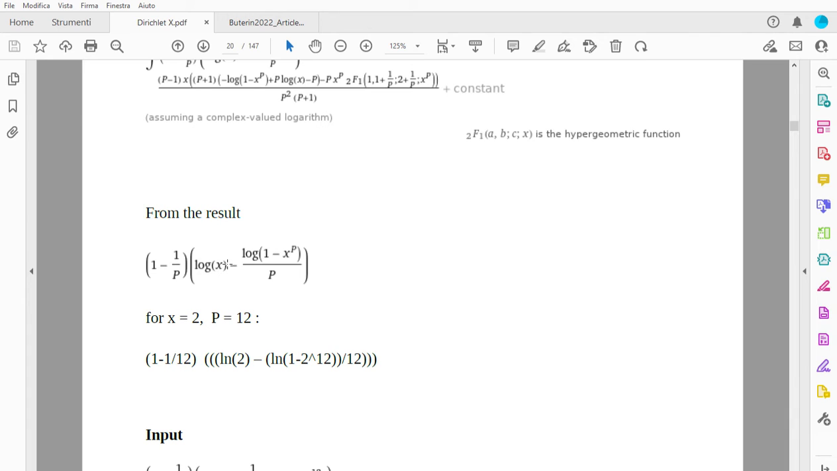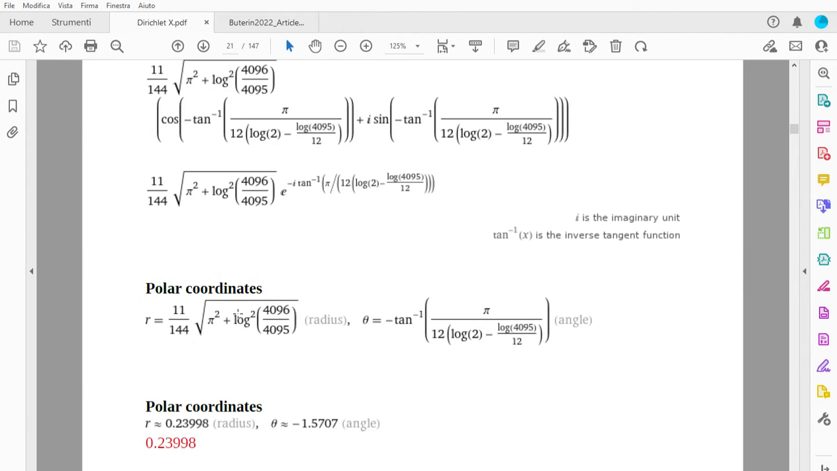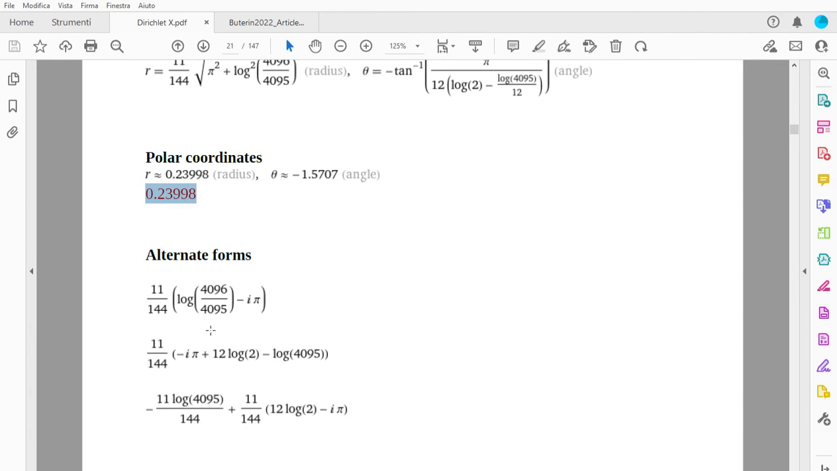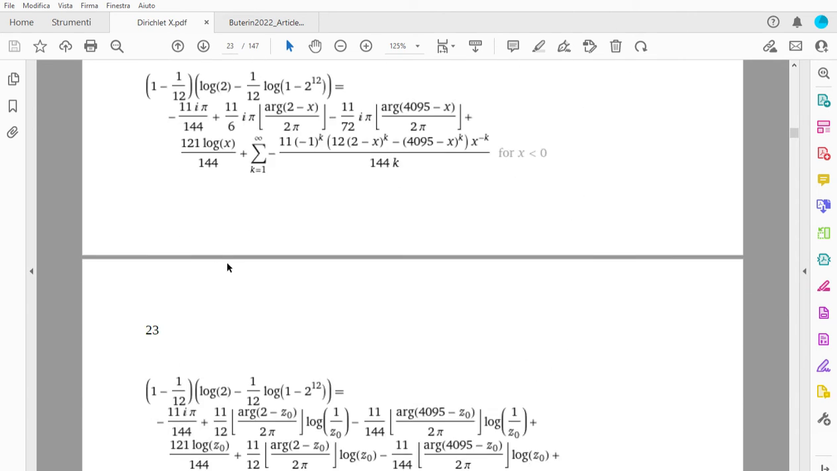result that we obtain above, for x equal to and p equal to 12, we obtain the following result, that in polar coordinates is the following value. Also here we obtain alternate forms, expanded form, alternative representation, and so.